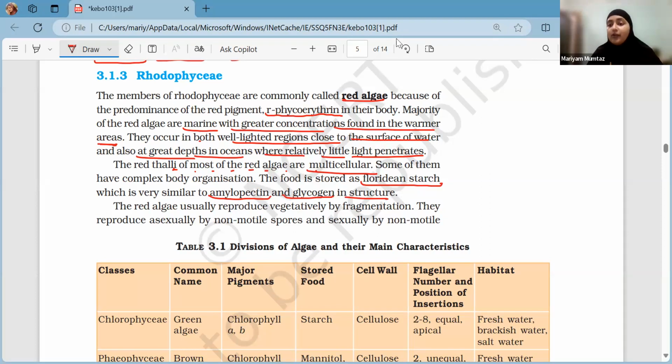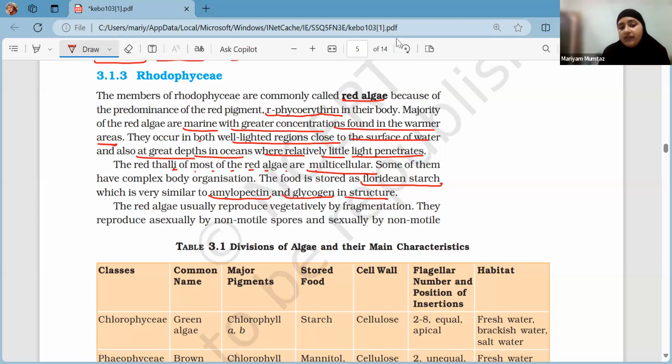See, when we study the biomolecules chapter, we study about glycogen, right? Because it is a biomolecule. We also study about amylopectin. So Floridian starch in terms of its structure is just like amylopectin or glycogen.